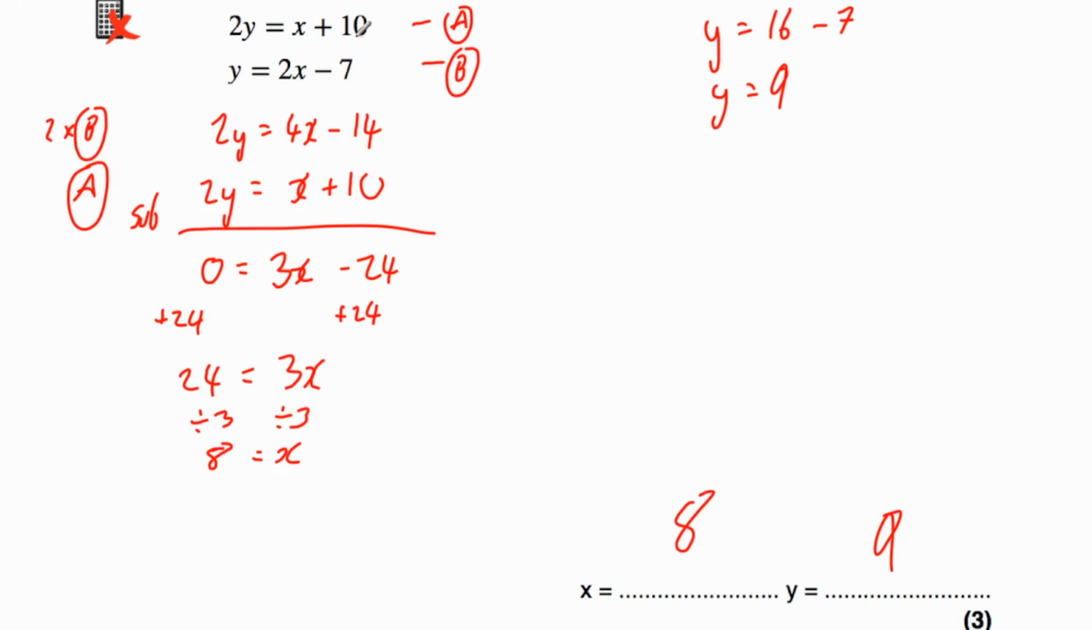And well, let's check that. Let's check that in equation A. So check in A. So we've got 2 times y, 2 times 9 is 18, equals, and on the right hand side we would have 8 plus 10, and that's 18 equals 18, so that's correct. So our answers are x equals 8 and y equals 9.